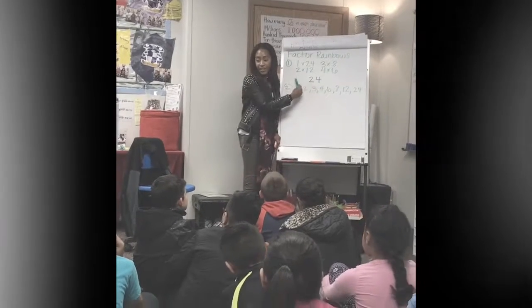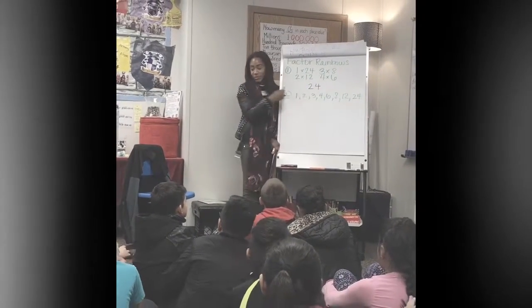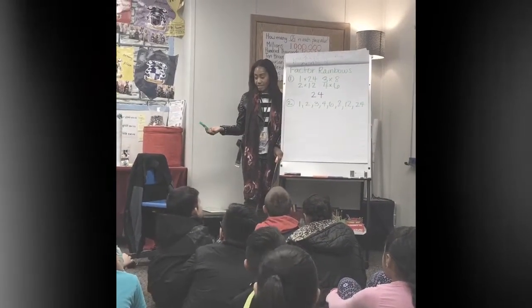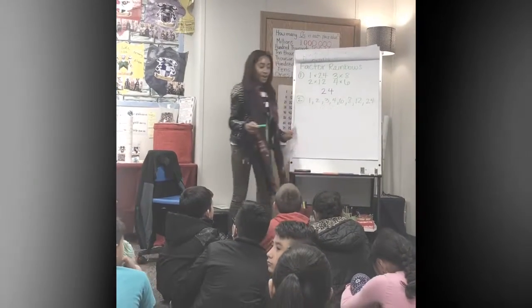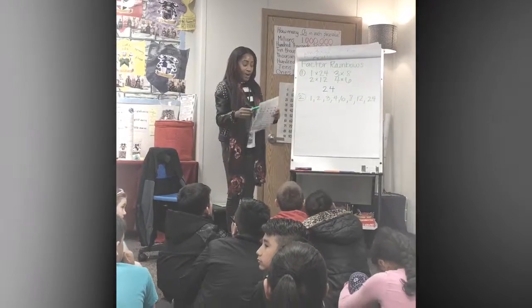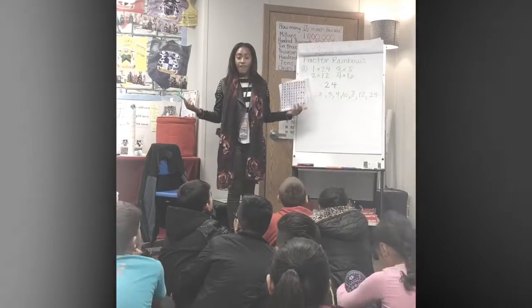And if we already have them, and it doesn't change our factors, then we know we're finished, okay? That was a really good question. So now we have them all listed out, right? So now we're going to create our factor rainbow.